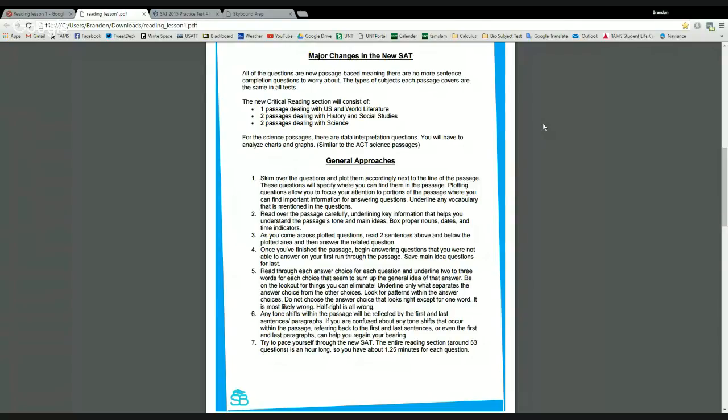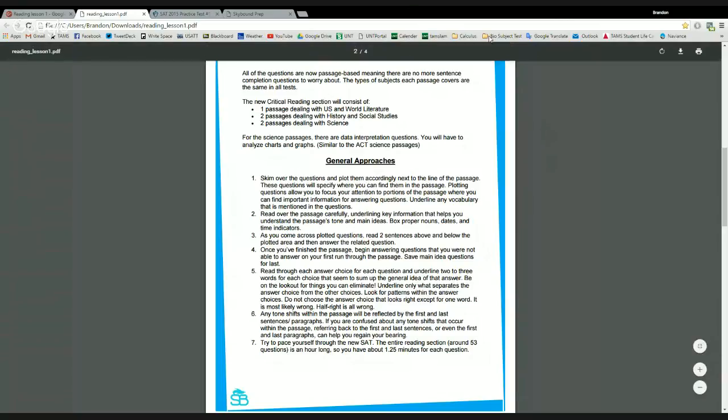Keep in mind the science passages will be similar to those of the ACT, and they have data interpretation questions, and you're going to have to analyze charts and graphs. So those are some major changes to the reading passage. So we're going to go ahead and jump into some general approaches to the reading section.